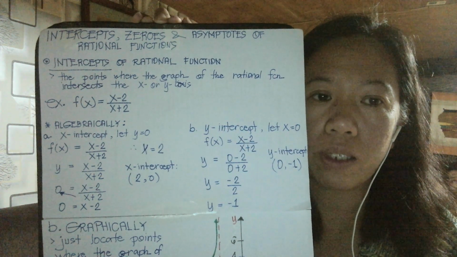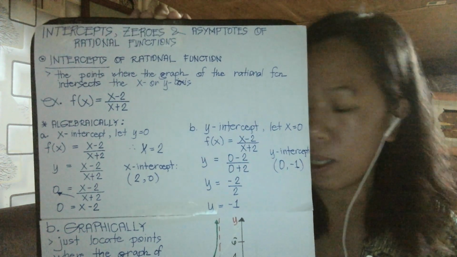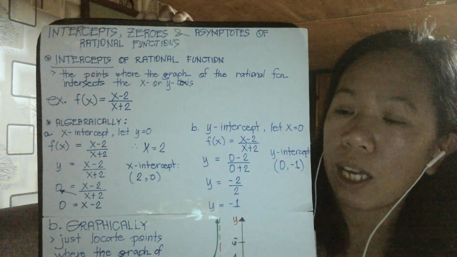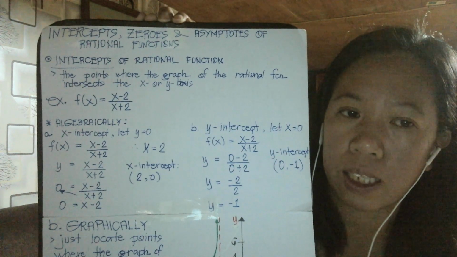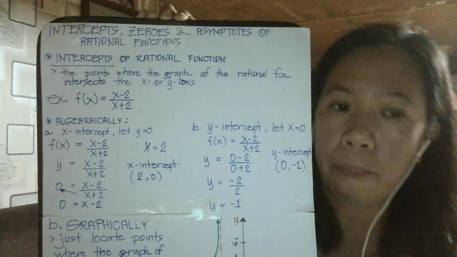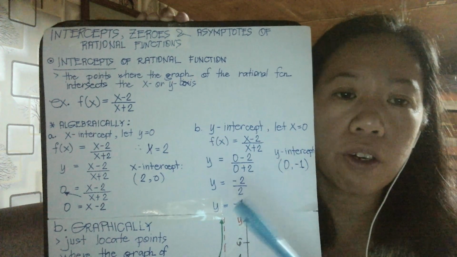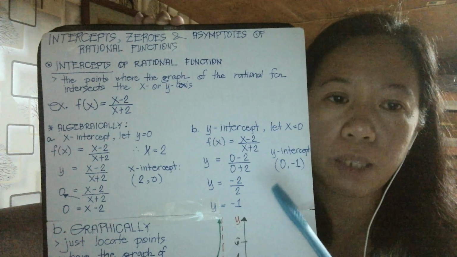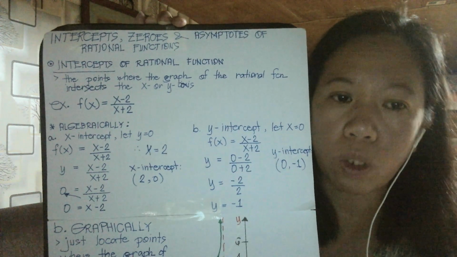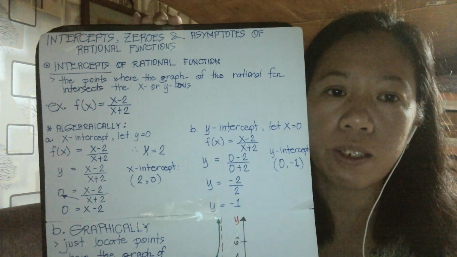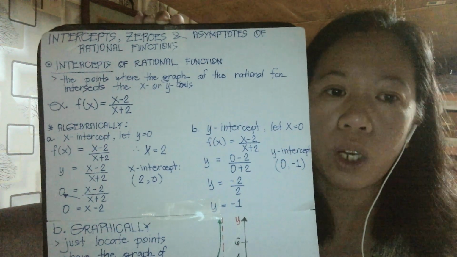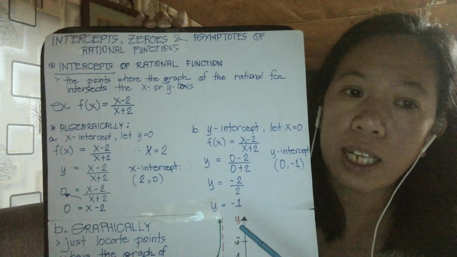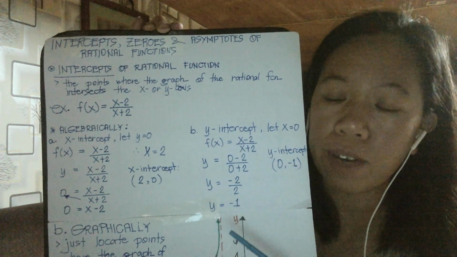So what are intercepts? These are the points where the graph of the rational function intersects your x and y axis. So let's take this first example. Given the function f of x equals x minus 2 over x plus 2. How do we find the intercepts of this given function? We can have two methods: first, algebraically, and second, the graphing method.